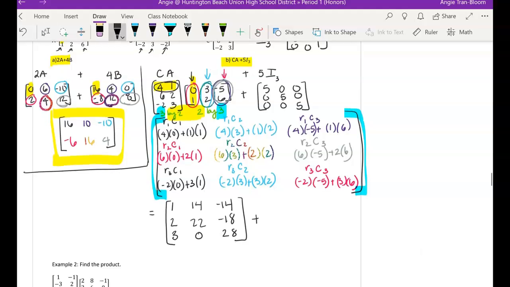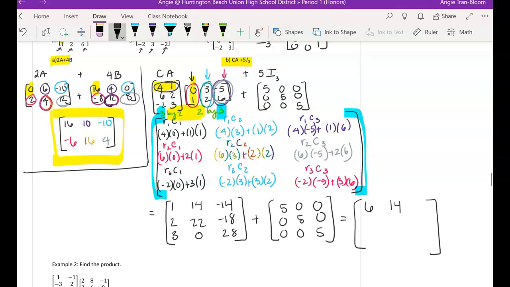Remember, we also have to add 5i. But 5i, we already found the answer. It was 5, 0, 0, 0, 5, 0, 0, 0, 5. My final answer is, because these two are the same, identical in size, I can just add them straight up. Final answer of this entire problem is 1 plus 5 is 6, 14, negative 14 because of those two zeros.